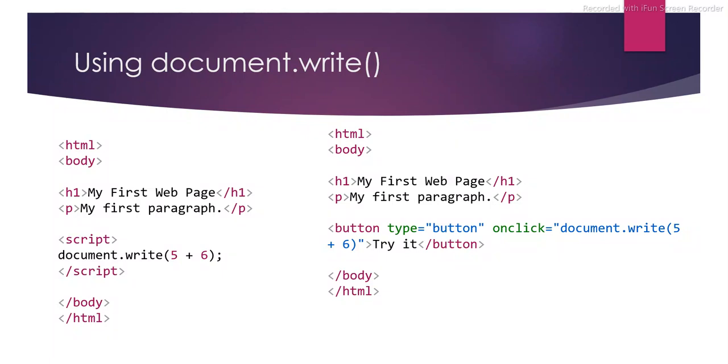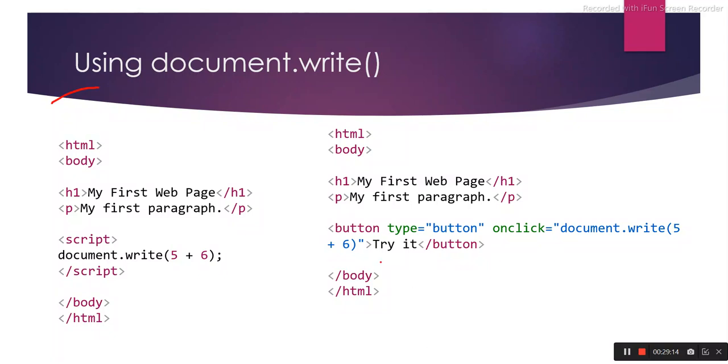document.write. Document is nothing but a page. Whatever you are seeing, the web page, is called the document. Dot write is the function through which you are able to write something into the web page. Now, the next example is given here.